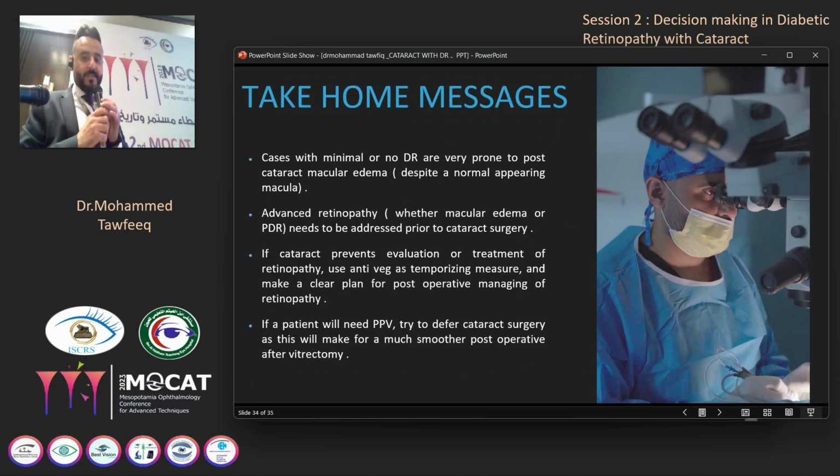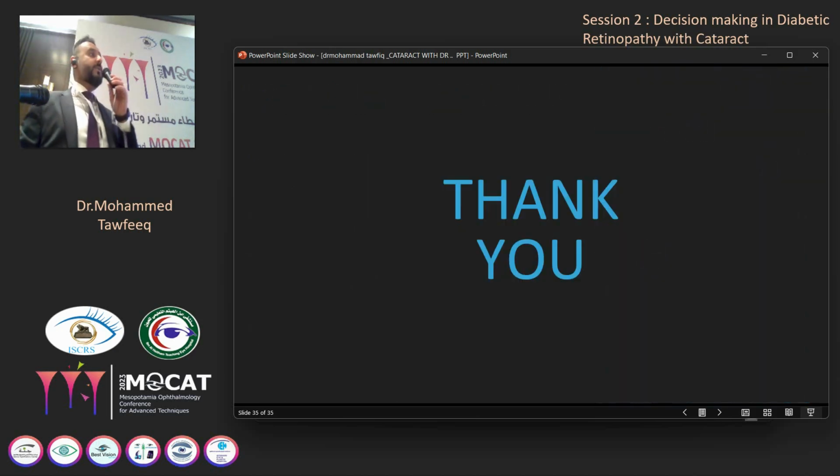Finally, my take-home message: cases with minimal or no DR are very prone to post-cataract macular edema. Despite good control, advanced retinopathy needs to be addressed prior to cataract surgery. If cataract prevents evaluation or treatment of retinopathy, use anti-VEGF. Anti-VEGF is a very good weapon to control you at least for the first 2 to 3 weeks after the surgery. Thank you very much for your attention.